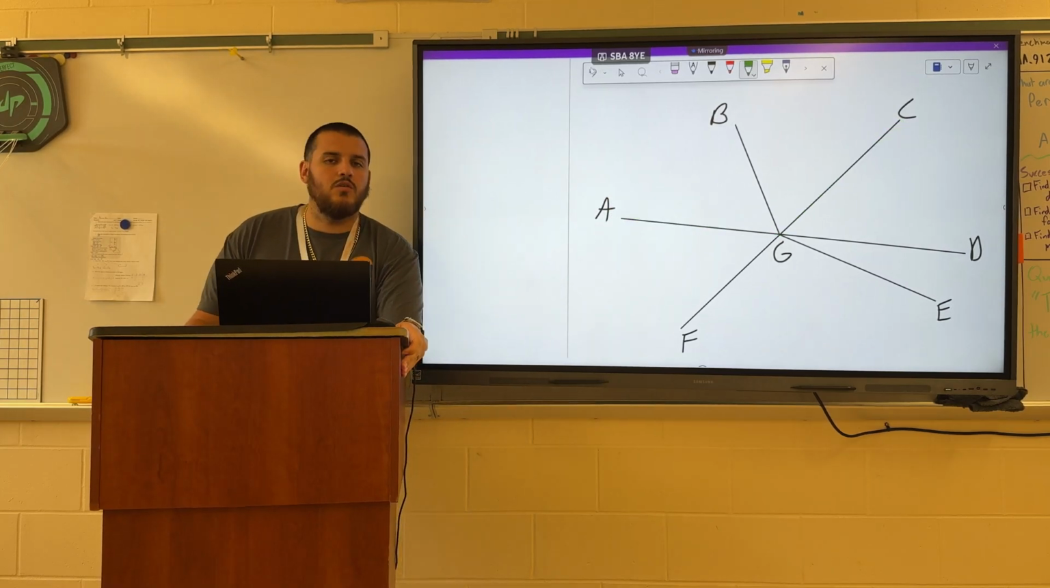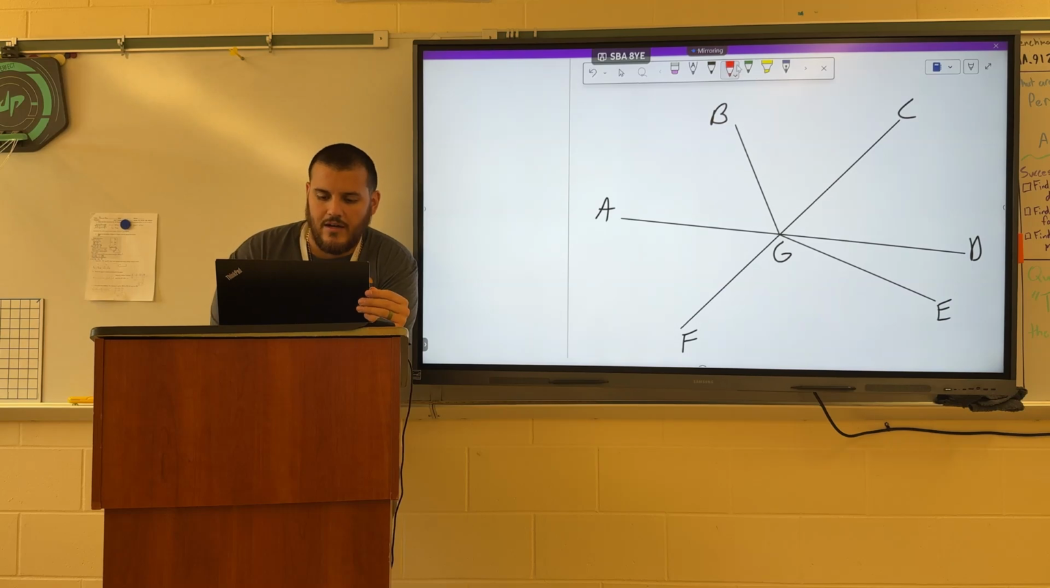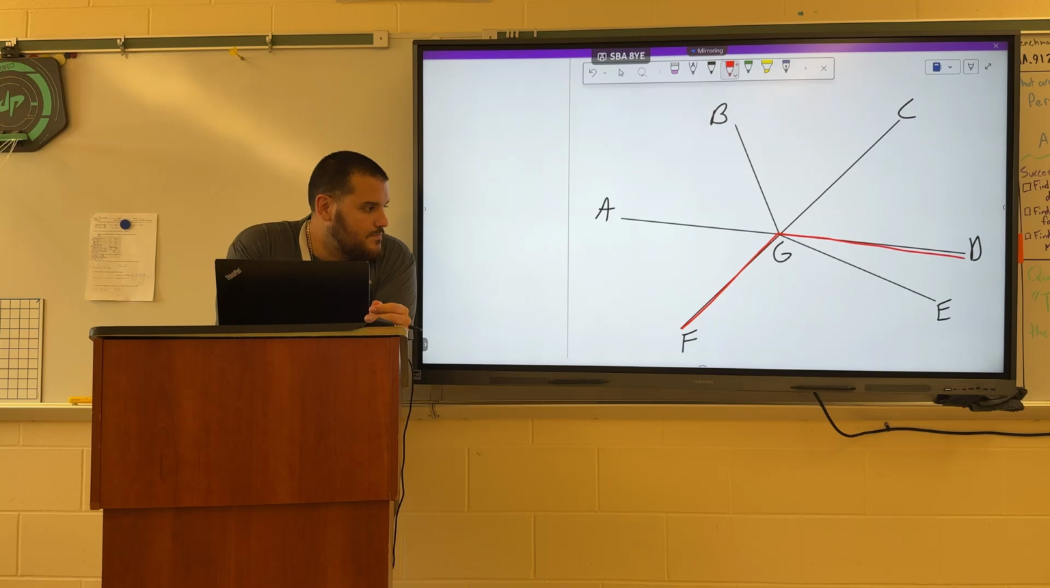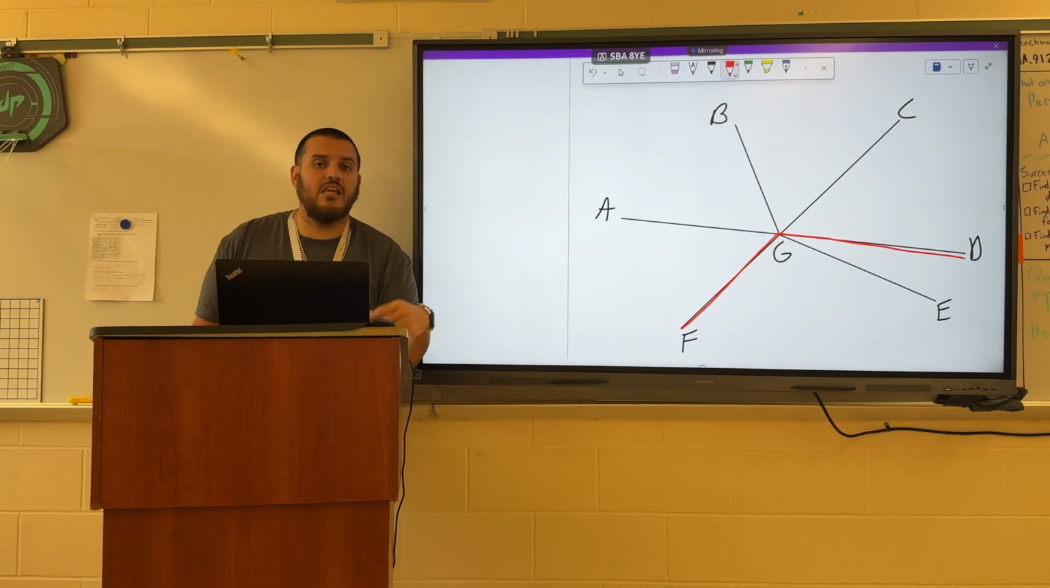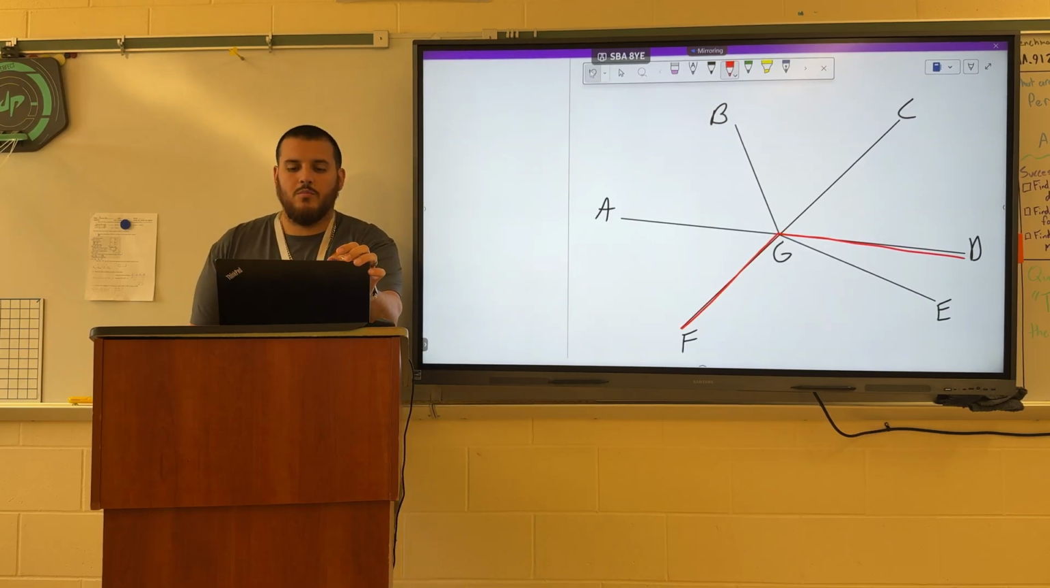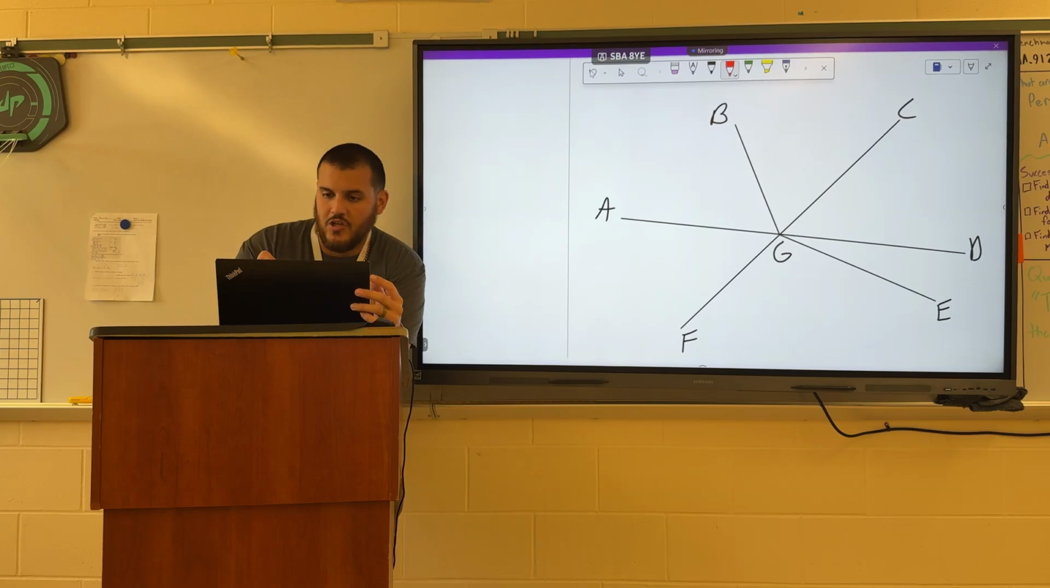All right, just give you a few little practice rounds here to see if you can figure it out. Can you name that angle right there? You say FGD or DGF would be appropriate names for that. You should be able to name this angle right here.